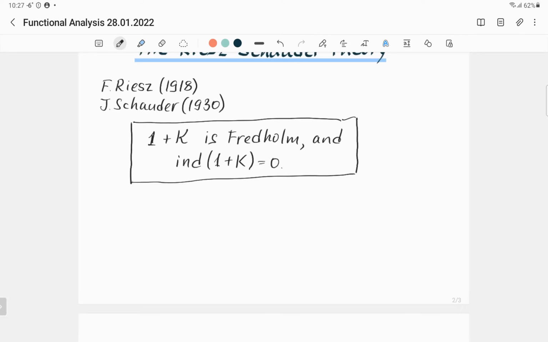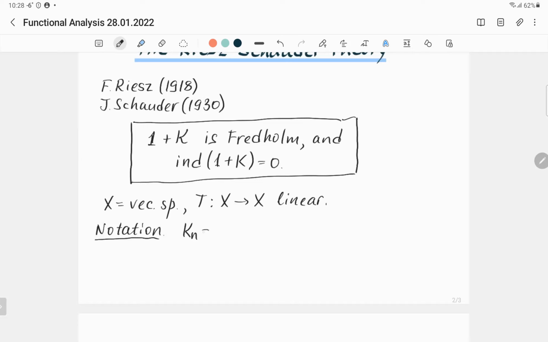Okay, let's now introduce some notation. Suppose that X is a vector space and T is a linear operator from X to itself. So we introduce the following notation. For each non-negative integer n, we denote by Kn the kernel of T to the power n, and we denote by Rn the image of T to the power n.